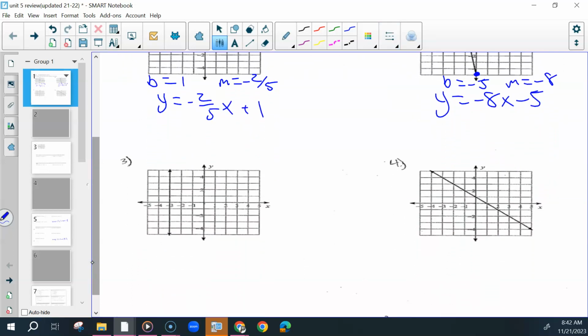Number 3. It is a vertical line, so if you need to write this off to the side somewhere so that you remember: horizontal lines have 0 slope or y equals, vertical lines have undefined slope or x equals. So it's a vertical line, this is going to be an x equals. Where does this cross the x-axis? -3. Some of them will not have a y equals in it. Go on to the next page.